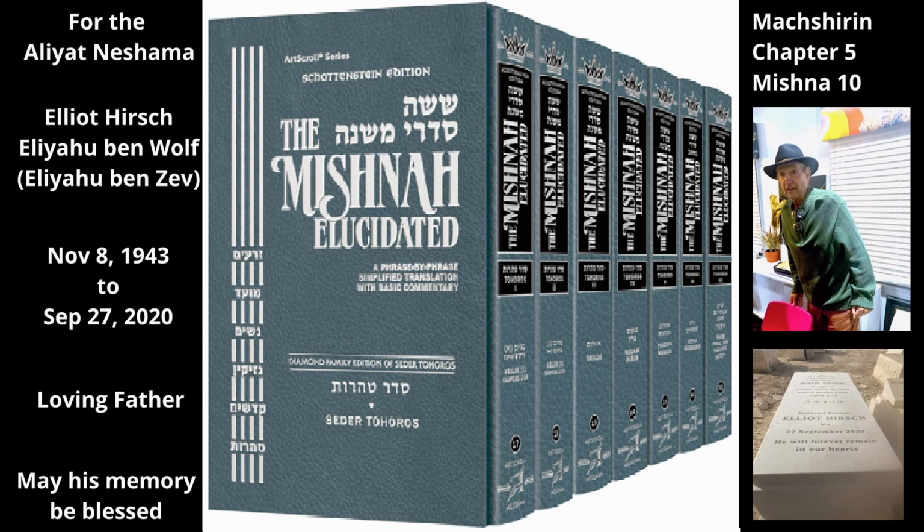Chapter 5, Mishnah 10. Like the previous Mishnah, this Mishnah also refers to a liquid poured from a container that is tahor into one that is tameh. The previous Mishnah taught that in most cases the liquid that falls into the lower tameh container becomes tameh, but the liquid in the upper tahor container remains tahor.